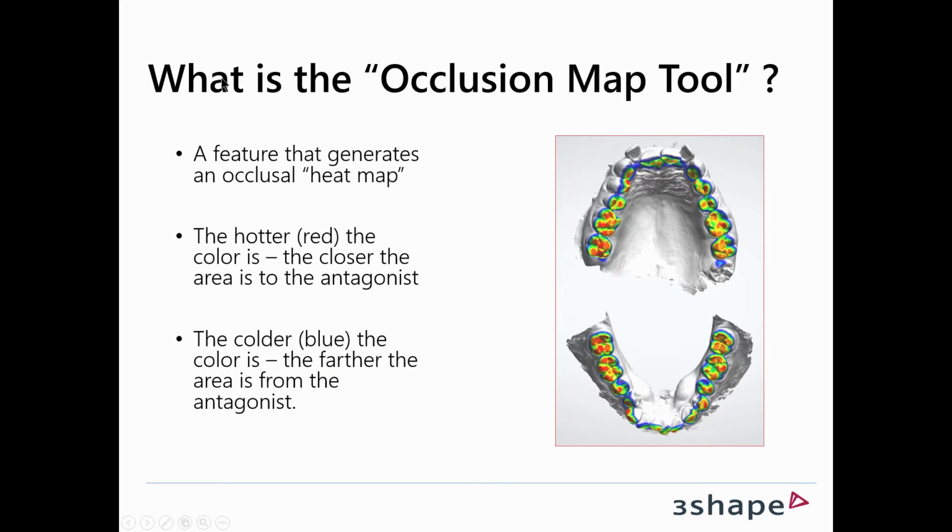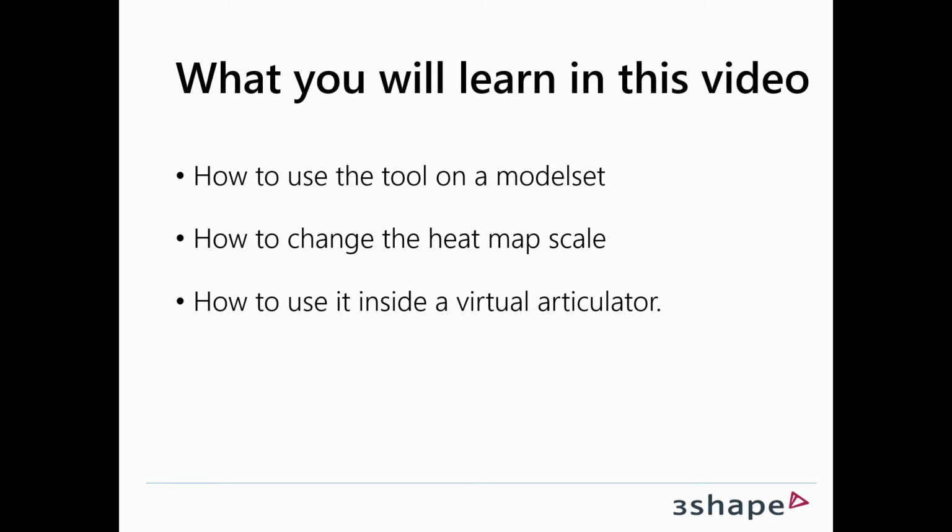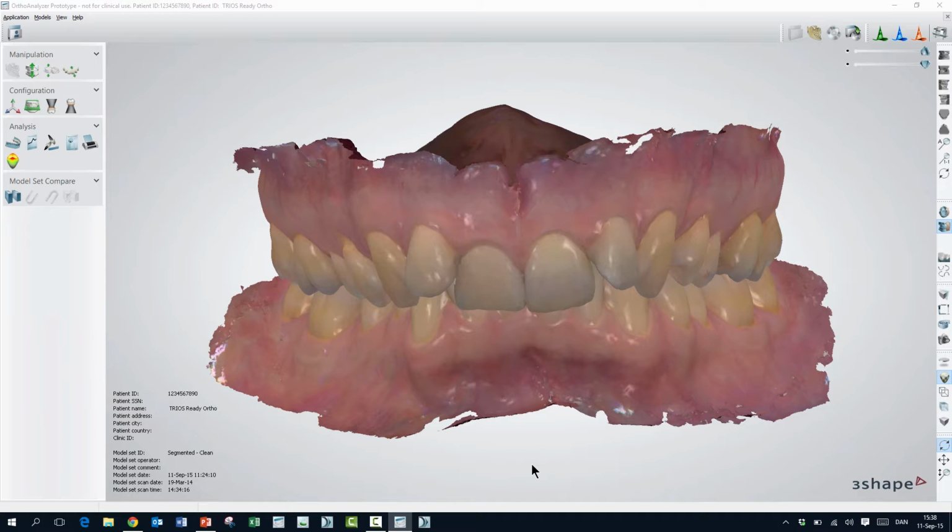So what is the Occlusion Map Tool? Well, it's a feature that generates an occlusal heat map, as you can see to the right here. The hotter or red the color is, the closer that area is to the antagonist. And as you can also see here, the colder or blue the color is, the farther the area is from that antagonist. So what you'll learn in this video is how to use the tool on a model set, how to change the heat map scale, and also how to use it inside a virtual articulator. Let's have a look at it.